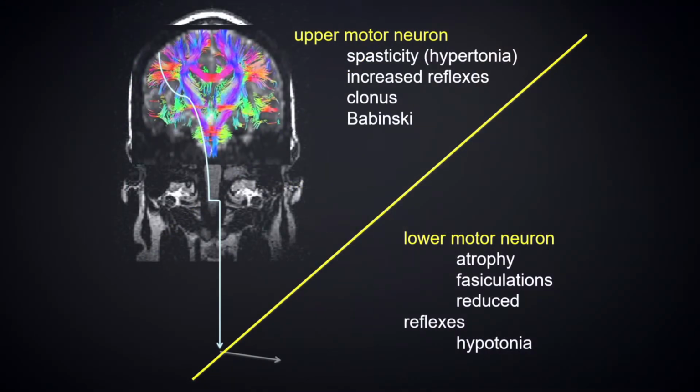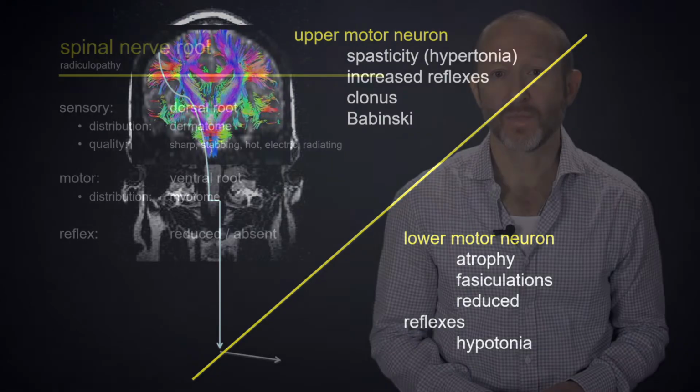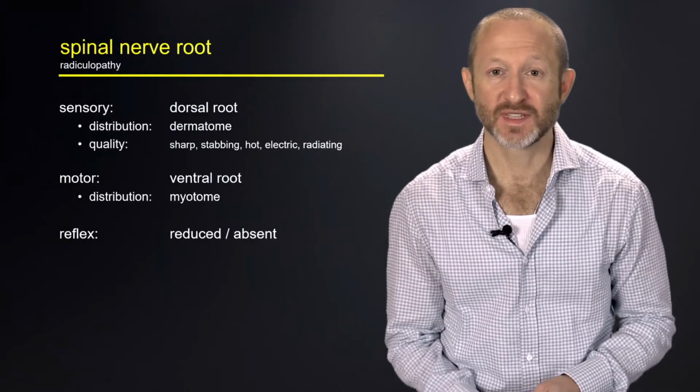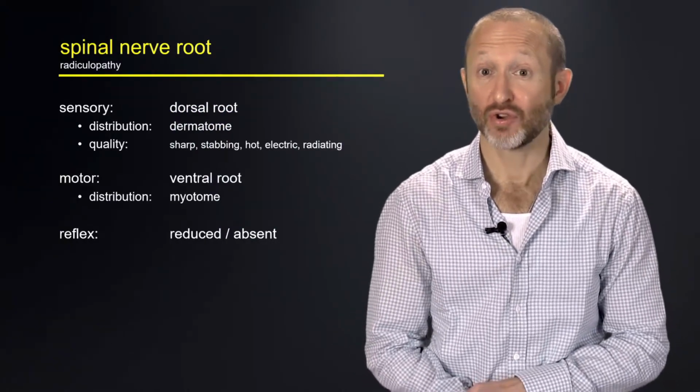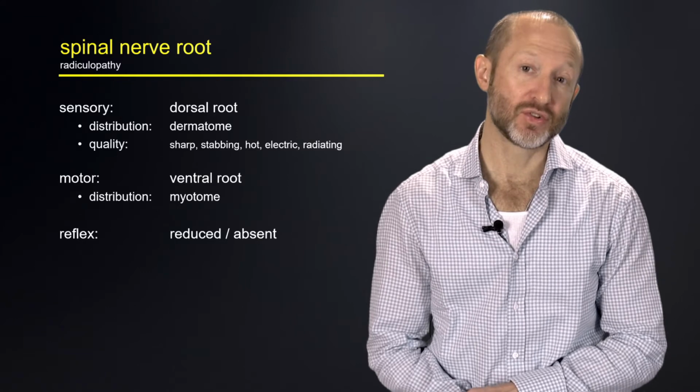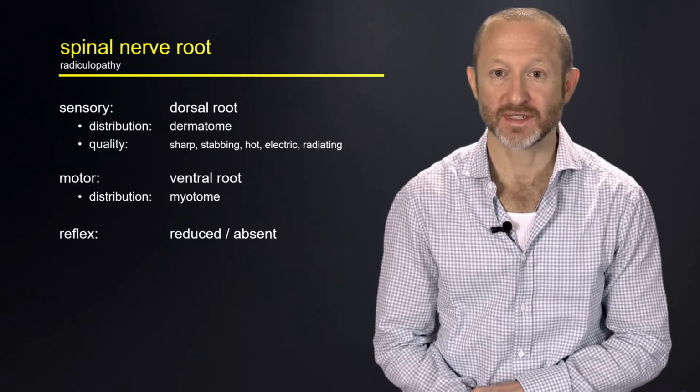You get atrophy or loss of muscle bulk, fasciculations, which look like small twitches underneath the skin, reduced or absent reflexes, and low muscle tone. When we talk about lesions now distal to the spinal cord, we're talking about the spinal nerve roots, and lesions of the spinal nerve roots are called radiculopathies.